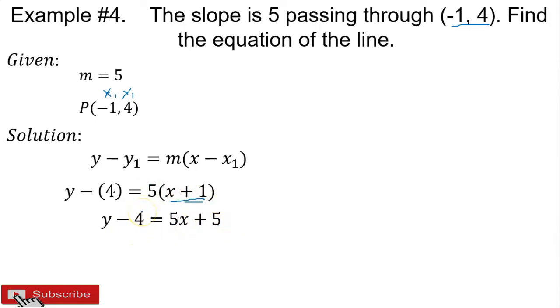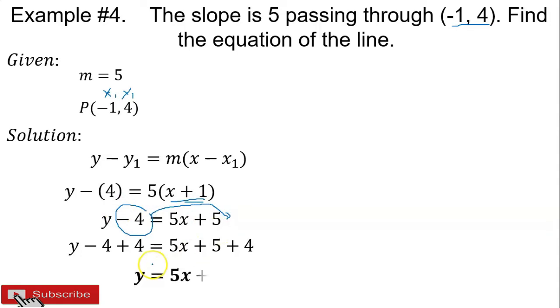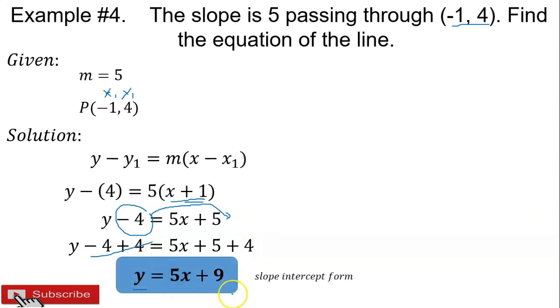Next na gagawin natin by using addition property of equality or simply transpose this one to right side. Okay, para yung y lang ang nasa left side. So, simplify. We have y minus 4 plus 4. Simply, the answer is y is equal to, cancel natin yung ito pala. So, 5x and then 5 plus 4, that is equal to positive 9. So, we have now the slope-intercept form. Y is equal to 5x plus 9.